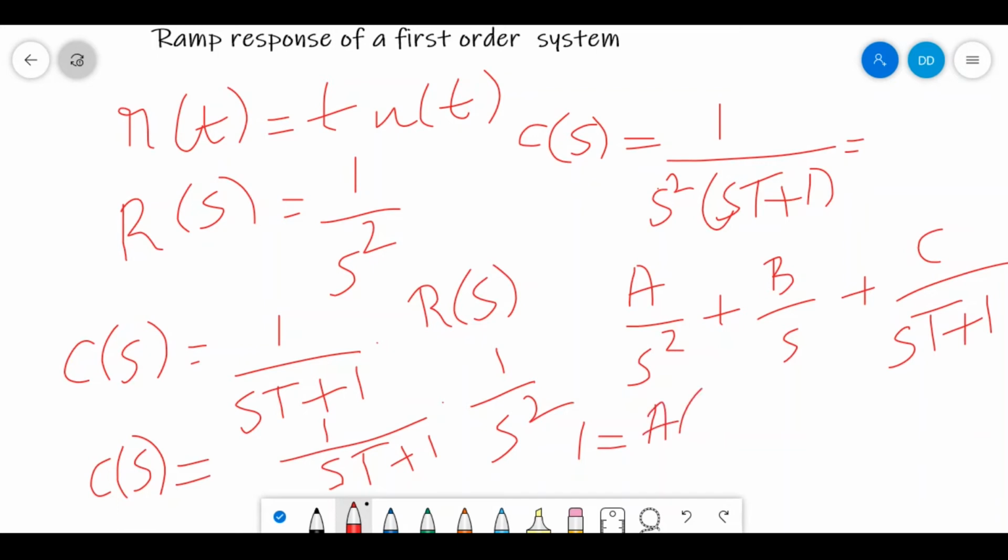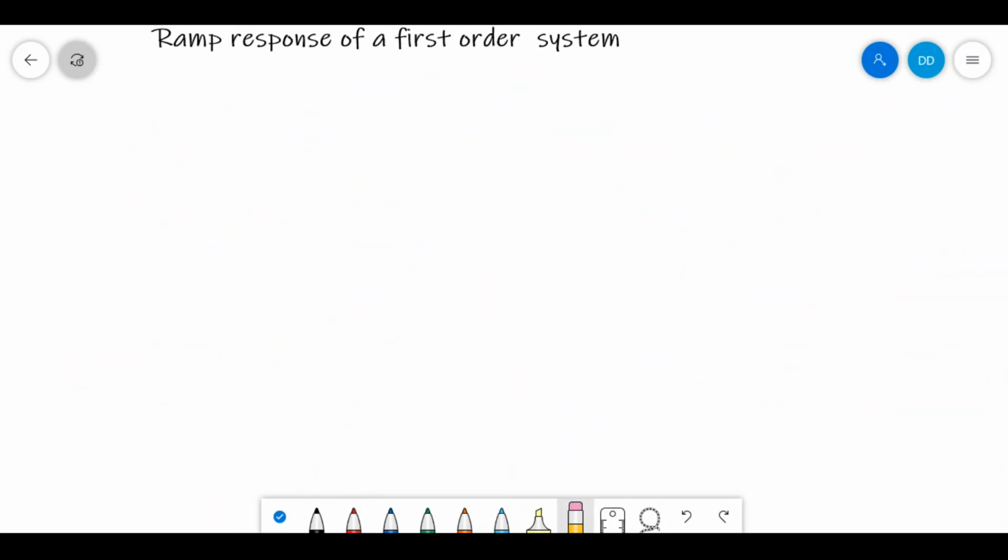So 1 equal to A into (sT plus 1) plus B into s into (sT plus 1) plus C into s square. This is what we get. So equating the constant terms, and equating the powers of s square and s cube, we get A equal to 1, B equal to minus T, C is equal to T square.